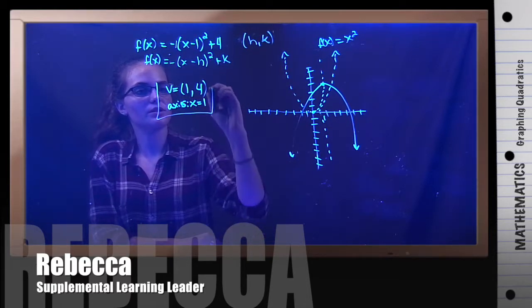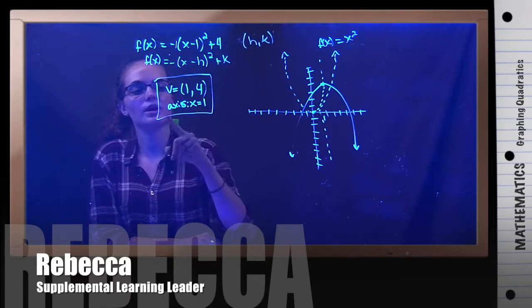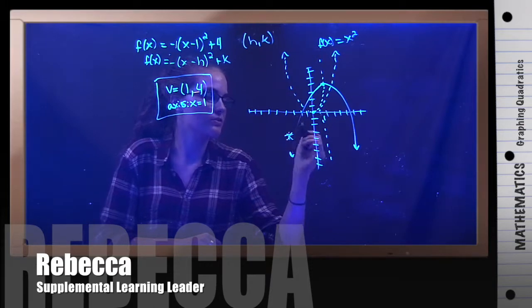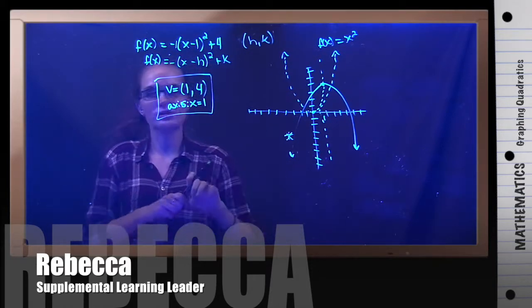So these are the important things. The vertex is (1, 4), and the axis of symmetry is x equals 1, and this is the graph. So that's our final answer.